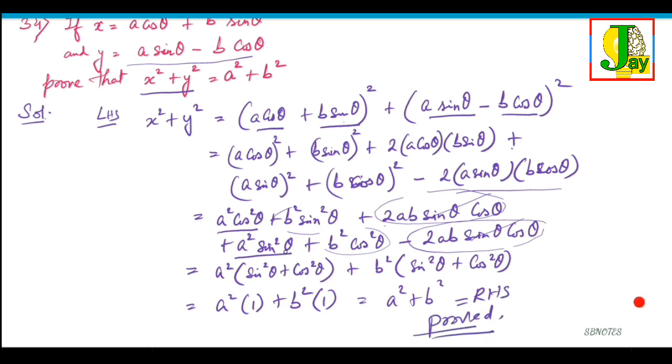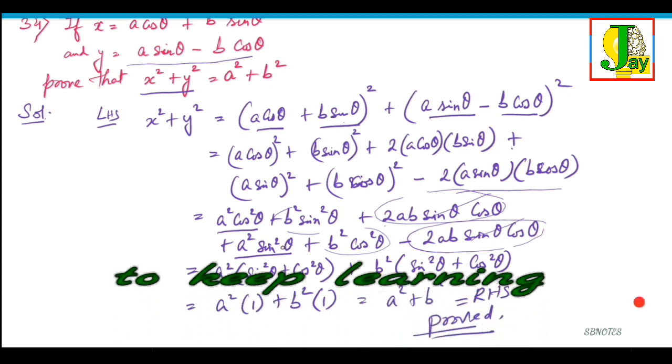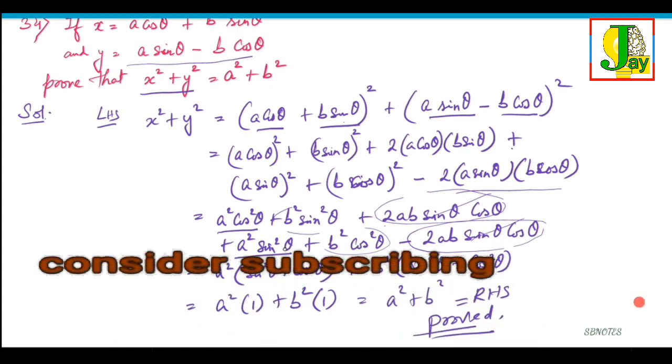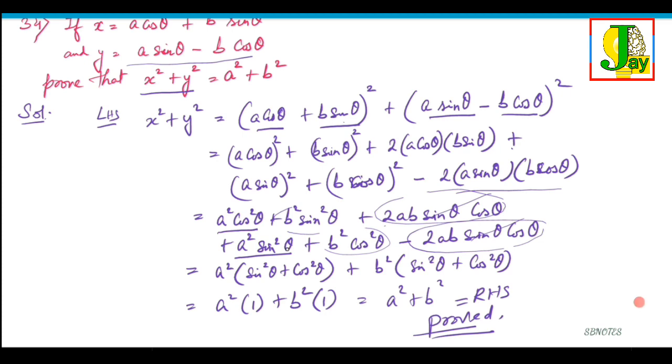So that was simple. You need to identify which identity you are going to use where and how to apply it. Only practice makes you perfect. So keep on practicing and try to remember all the identities and the formula, all the ratios, and you can easily get through all the questions.